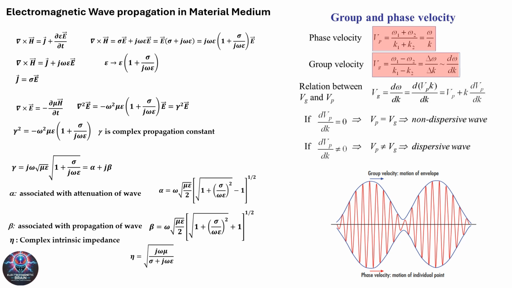Group velocity, on the other hand, refers to the speed at which the overall energy or information carried by the wave packet moves. It is derived from the derivative of the angular frequency with respect to the wave number. This concept is particularly important in dispersive media, where different frequencies travel at different speeds, leading to the spreading of the wave packet over time.